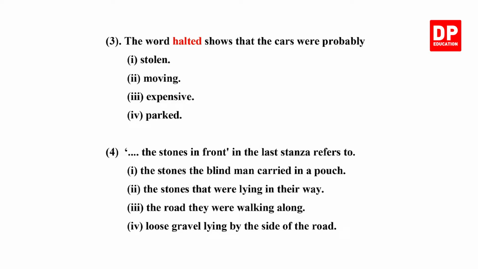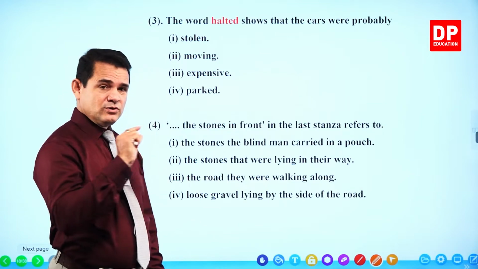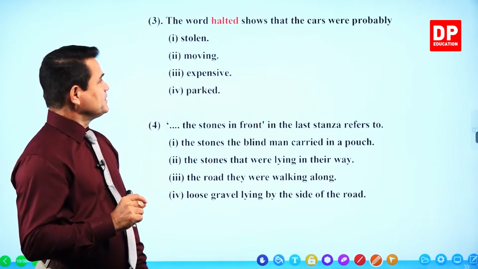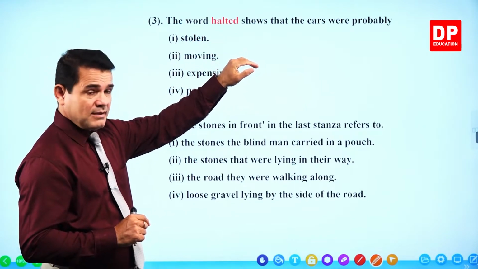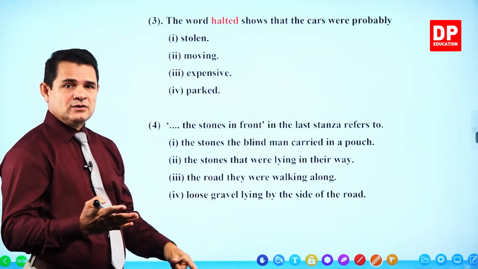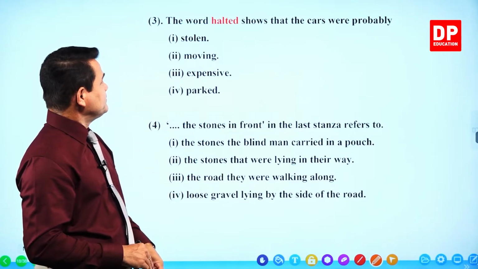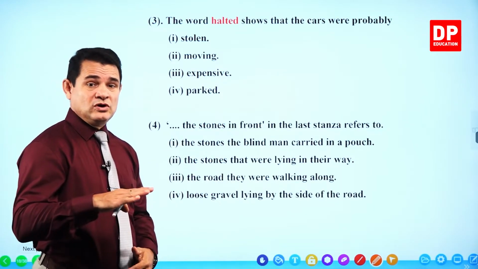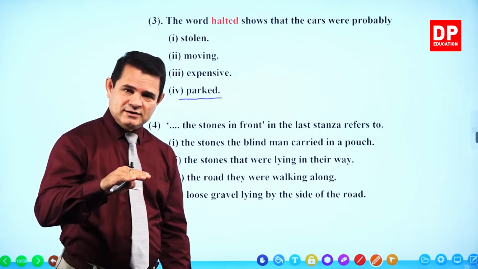Next one. The word halted shows that the cars were probably... The word halted I showed you in a different color, so that you get it in bold print in your paper. I have given a different color so that it's very clear to you. Halted shows that the cars were probably stolen, or moving, going forward, or expensive, or parked. Cars were halted means parked.